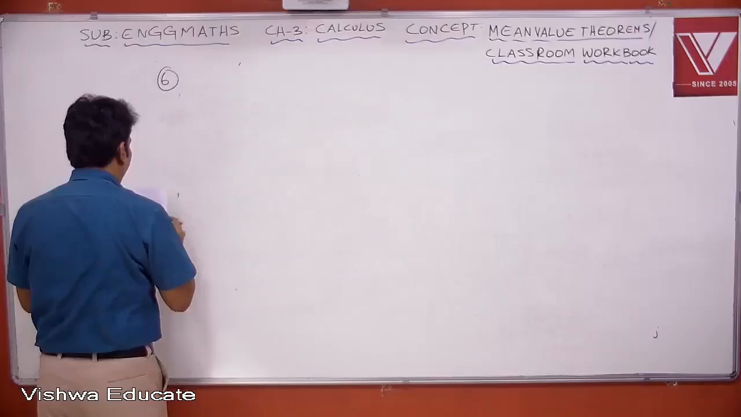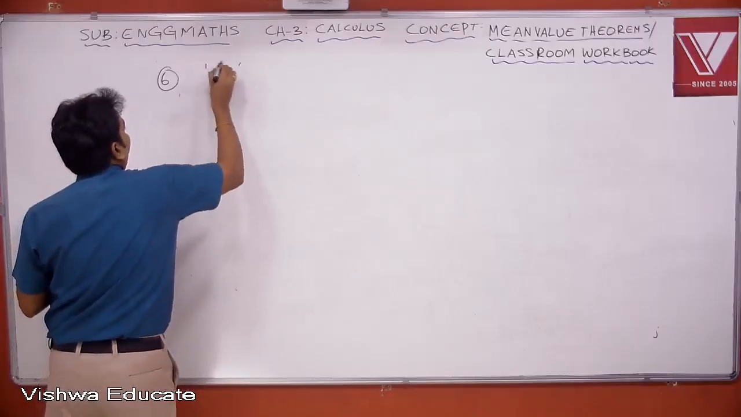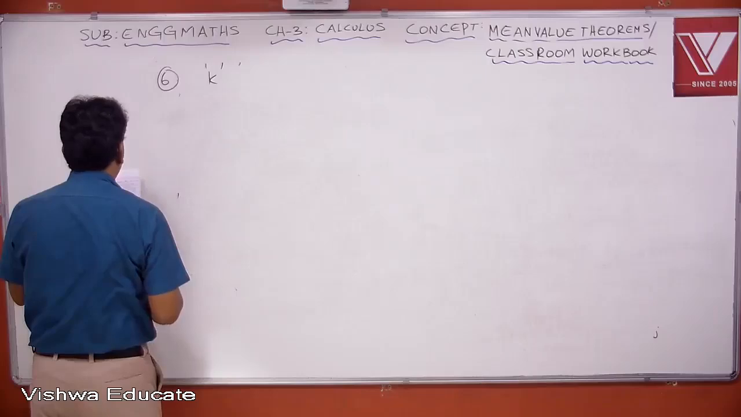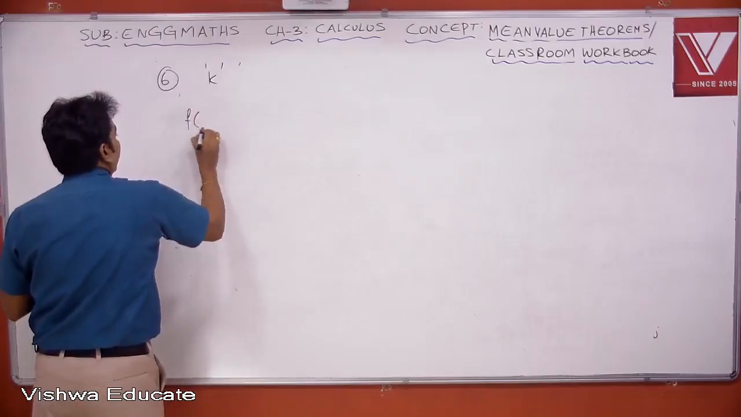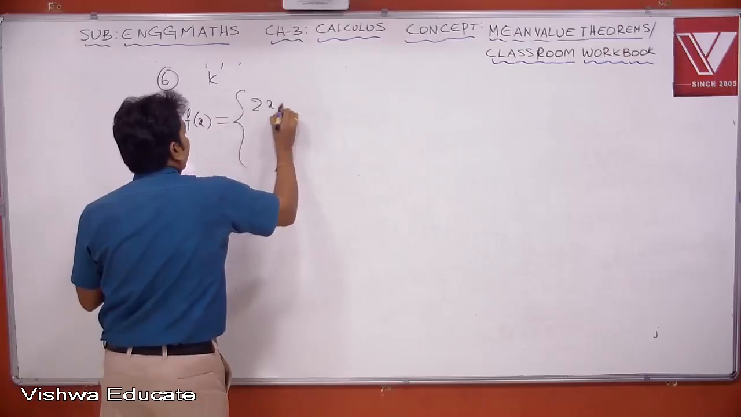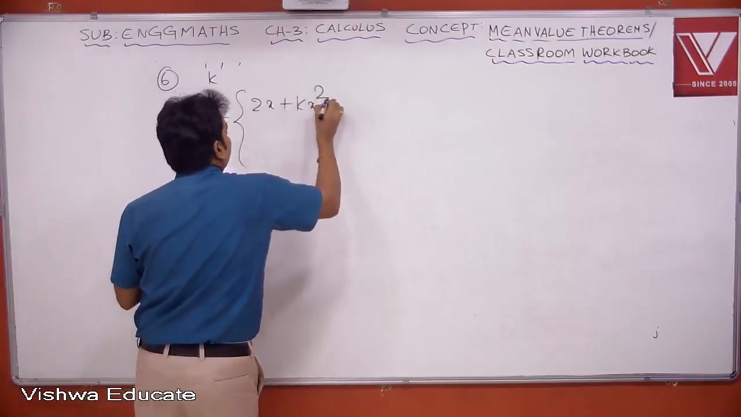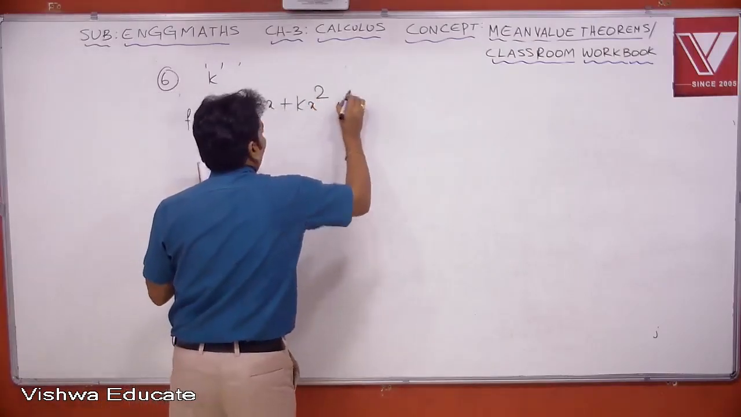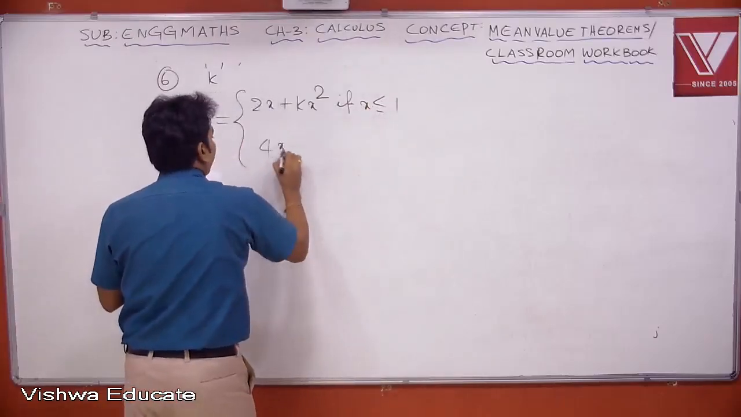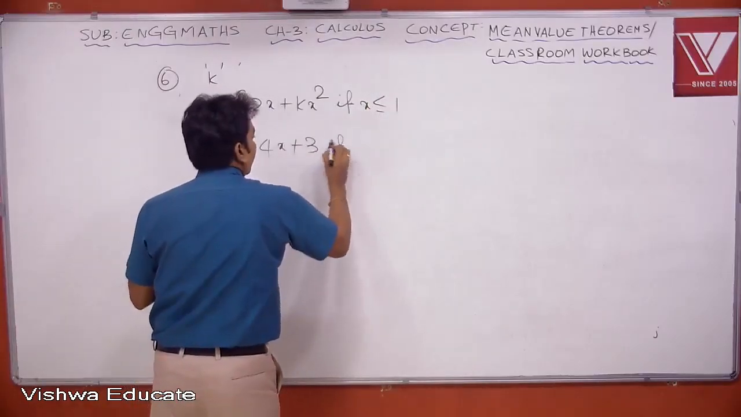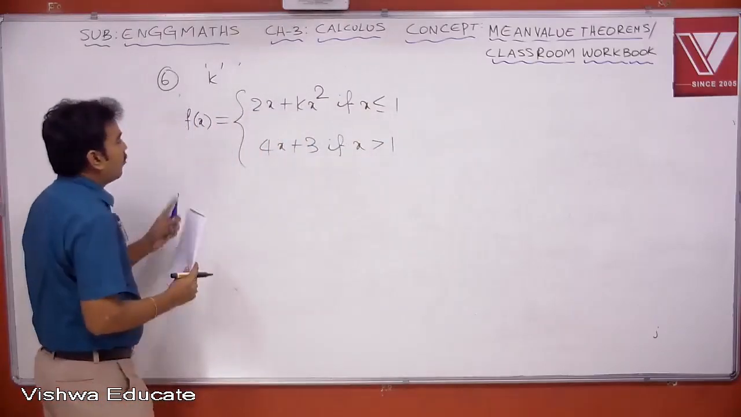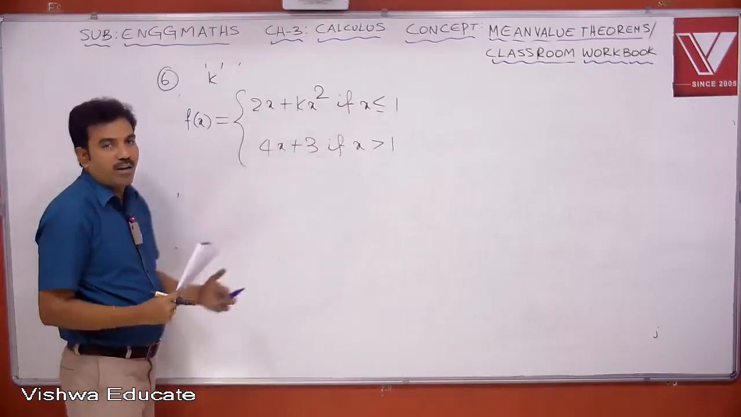The value of k for which the function defined below is continuous at 1. Let us write the function. Here the function f of x is 2x plus kx square if x is less than or equal to 1, and 4x plus 3 if x is greater than 1. So we need to find the value of k for which this function is continuous at 1.